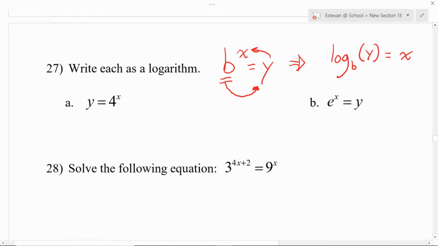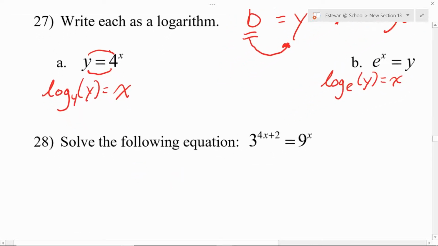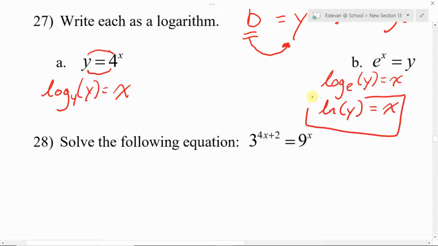So to change the form for a, 4 is the base. So we write log 4, then we go around, which is y, is equal to, then we go back to x. For b, e is the base, so we write log base e of y is equal to x. However, there's a special rule when it comes to log of e. We could write this as natural log of y is equal to x instead. So these are your two changing the forms.